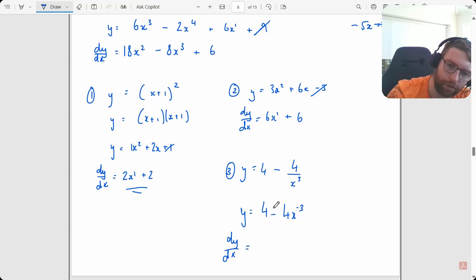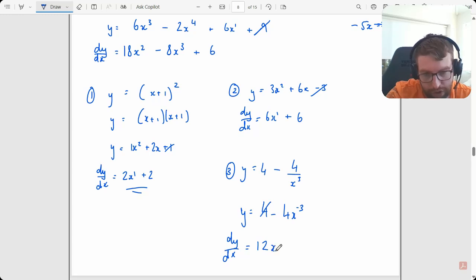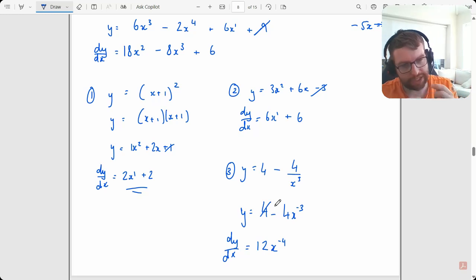Okay, so the 4 disappears, just like the minus 3 does, just like the 1 does, or the 9. So the 4 disappears, and then we're left with minus 4 times minus 3, which is positive 12. And then we subtract 1 from the power, so that goes to minus 4. Temptation is to go to minus 2 there, but we're still going down, so the more negative we get. And that's that one done.